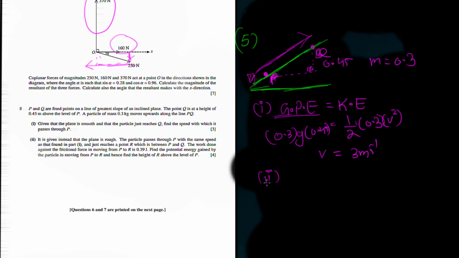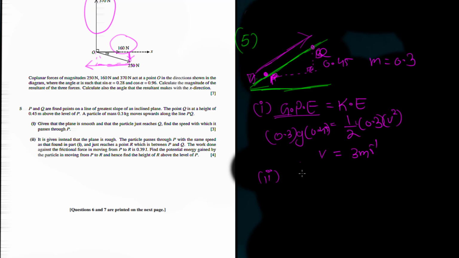Part 2 of the question is slightly similar, with the only caveat being that the surface is rough and the particle passes through P with the same speed as found in part 1. In part 1, the speed at which the particle passed P and Q will be the same, which is 3 meters per second, and the reason is pretty straightforward, because the surface is smooth. In part 2, you have the same speed of 3 meters per second at which the object is passing P. The question is, find the height reached by the moving object.